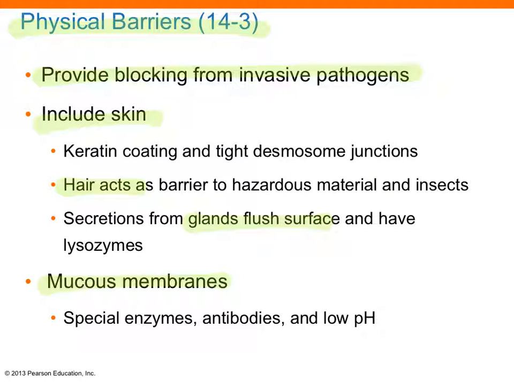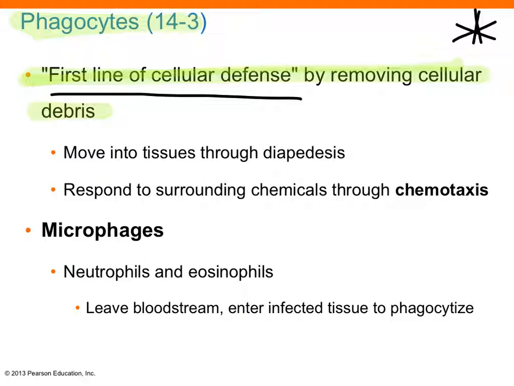Physical barriers provide blocking from invasive pathogens. They include the skin. Keratin is included in that. Hair acts as a barrier. Secretions from glands like the sebaceous glands in the skin flush the surface and have lysozymes. Next, mucous membranes. They have special enzymes, antibodies, and low pH. Phagocytes are the first line of cellular defense, and they engulf debris by removing cellular debris. They include microphages and macrophages.